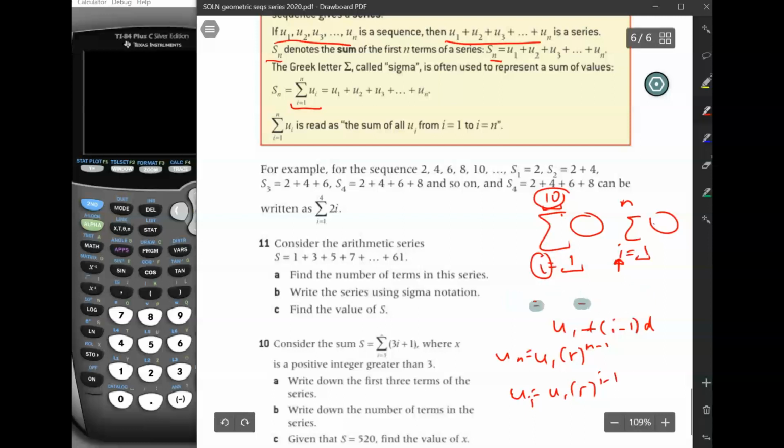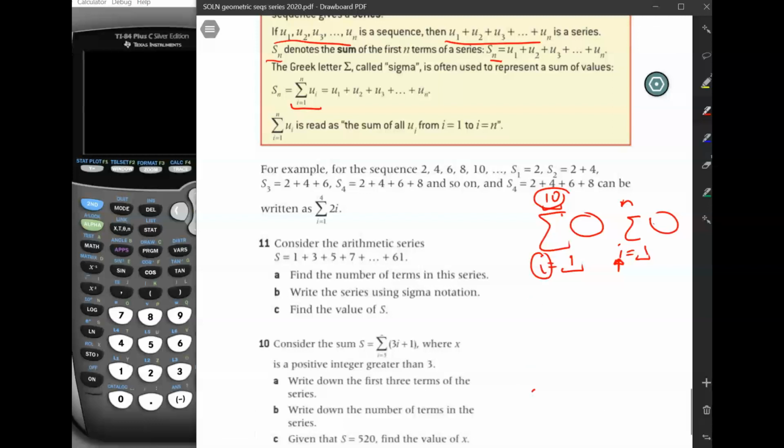In the cases of the exam, we're always going to be doing arithmetic and geometric sequences, so you just fill it in with the general term like that. Okay? Alright, now let's look at some specific examples here.